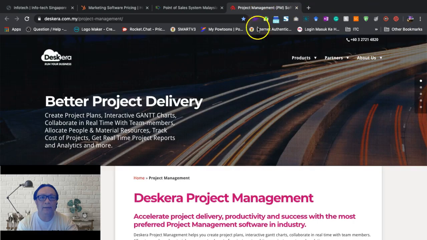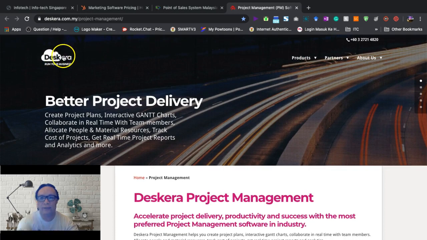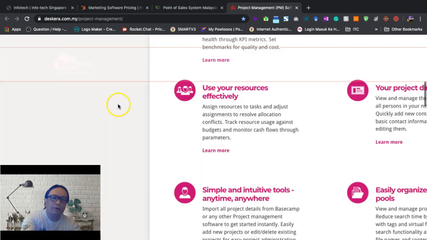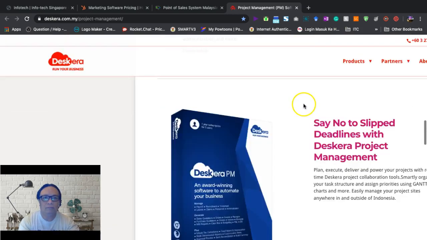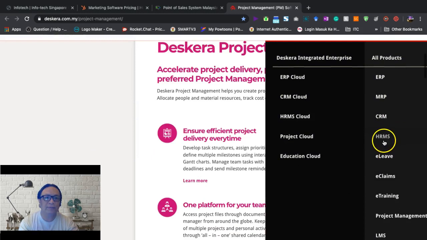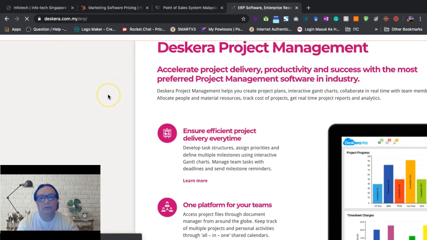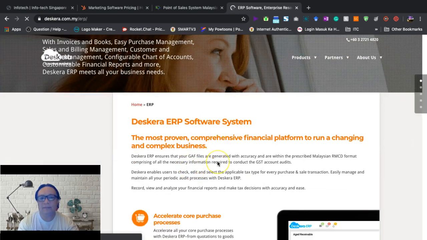And then this is Desquera. Desquera, they offer a wide range of products. Okay, they offer mostly business-related products, any aspect of business basically. If you check their products, they have ERP cloud, enterprise resource planning cloud, MRP, CRM, customer relationship, human resource management system. Okay, all these things. So if you click on ERP here, they do offer this service, the ERP software system.